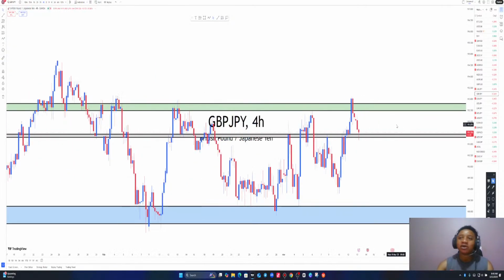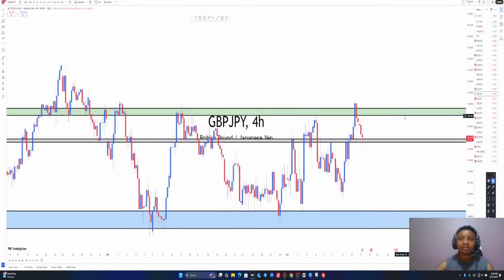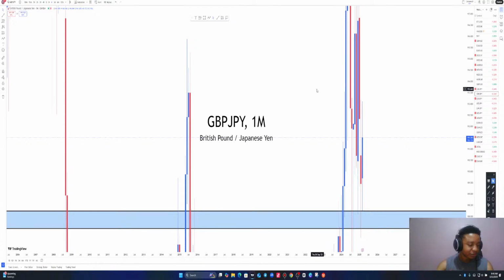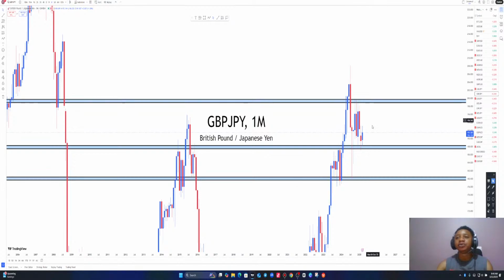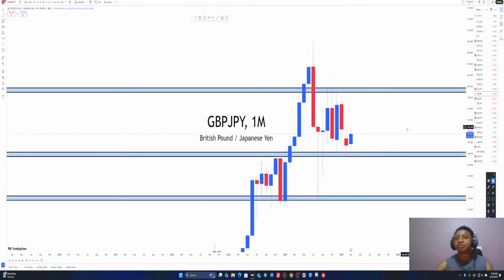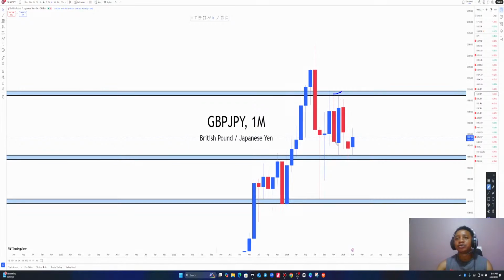I think this one is much more similar to the AUD JPY that we did. But let me try and go through again. Okay, so this is GBP JPY. We are on the monthly time frame. Now on the monthly of GBP JPY, we have the monthly upper zone, the mid-range zone, and then the lower zone. Price is on the support level of the monthly, or the middle zone.